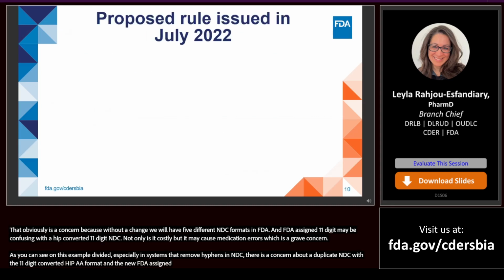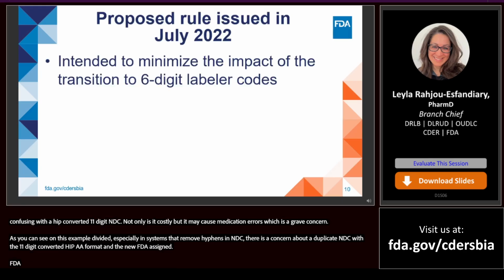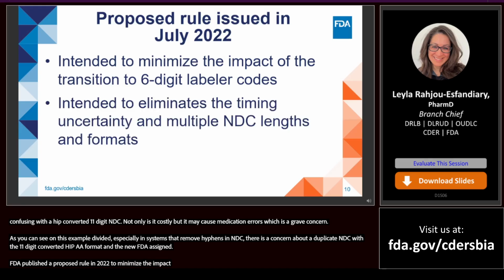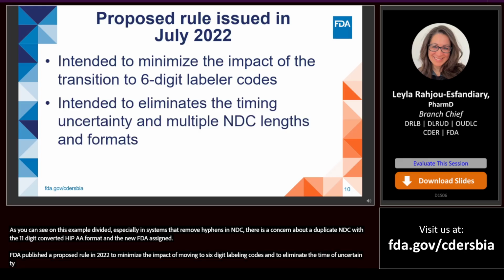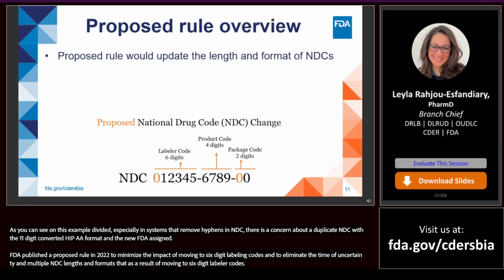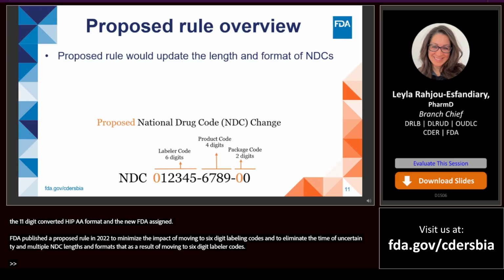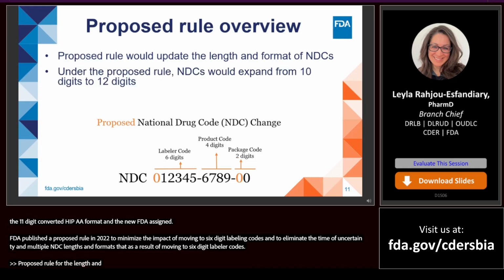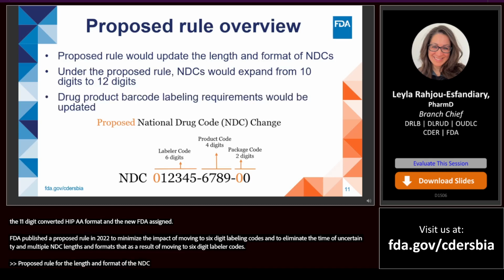So FDA published a proposed rule in July of 2022, which was intended to minimize the impact of moving to 6-digit labeler codes and also to eliminate the timing uncertainty and multiple NDC lengths and formats that were a result of moving to 6-digit labeler codes. The proposed rule included provisions to update the length and format of the NDC to a 12-digit format, 642, and it actually also proposed some barcode labeling requirements.